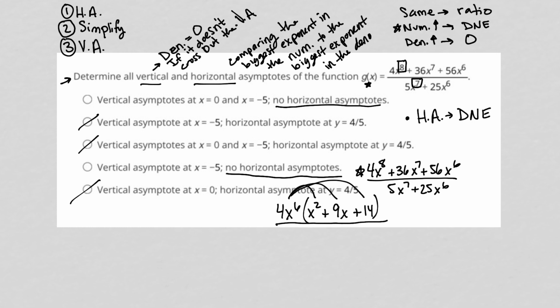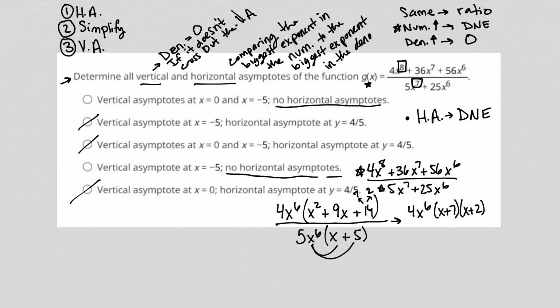And then in my denominator, my greatest common factor is 5x to the 6th power. Inside parentheses would have an x and then a plus 5. And again, the same rules. If I distributed this back, I get right back to my original denominator. I can simplify this further. I'd have 4x to the 6th. I can factor the trinomial inside parentheses. There are two numbers that multiply to equal 14 and add up to 9. Those two numbers are 7 and 2, which means this would turn into x plus 7 times x plus 2. And then for my denominator, I've already factored it out, right? So that's all I have, 5x to the 6th and then x plus 5.